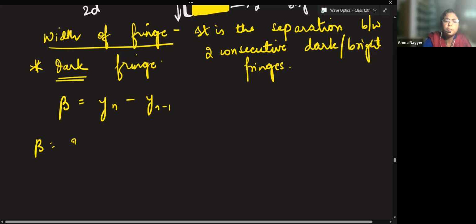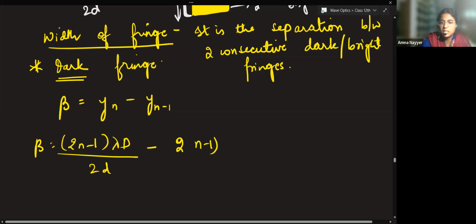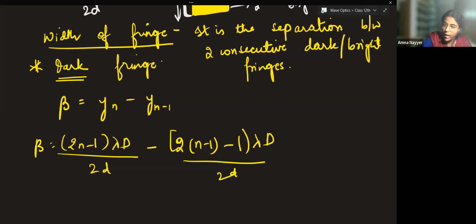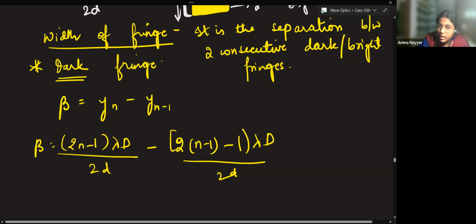Here we are writing the expression: yn is (2n minus 1) lambda capital D by 2 small d, minus the previous one. Here your n is n minus 1, so this is (2(n minus 1) minus 1) lambda capital D by 2d. Do you get why there is n minus 1 minus 1? This is 2n minus 1. Here your n is n minus 1. That's why 2n minus 1 minus 1.